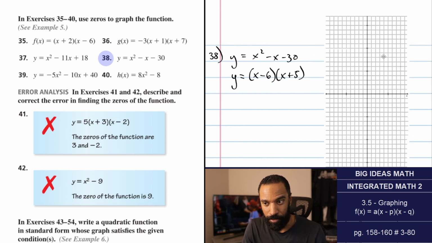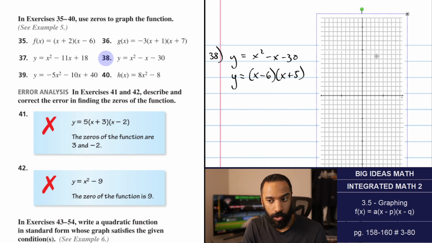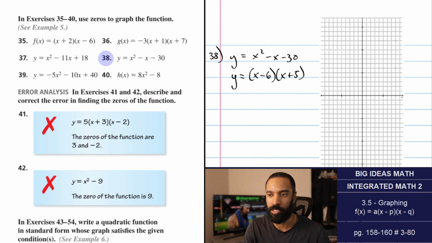Your y-intercept is negative 30. Can't fit on the normal graph, but if we go by 2's, it can. We'll see if we'll have to, based on the vertex. We probably will have to. So 6 and negative 5. Yeah, this seems pretty separated. 6 and negative 5 are your two zeros.